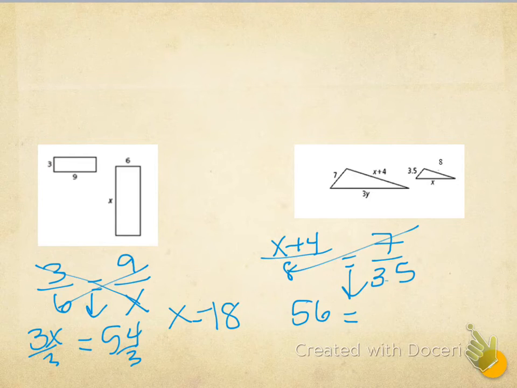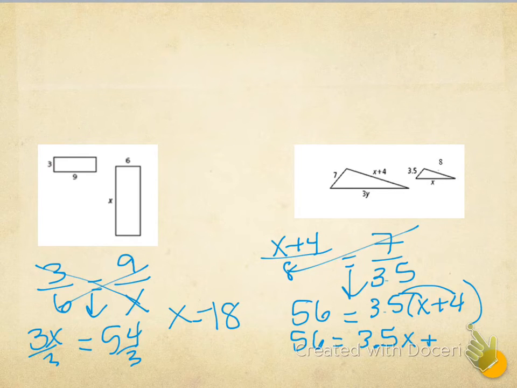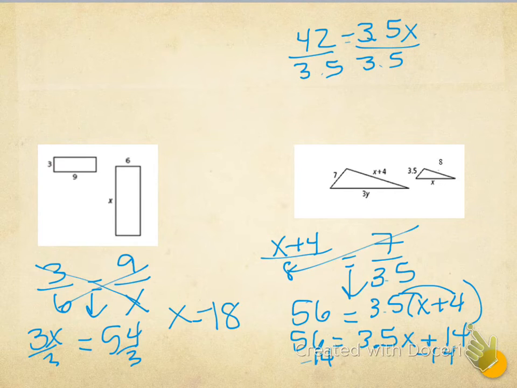56, drop our equal sign, 3.5 times all of x plus 4, because now we have to distribute. So now I have 56 equals 3.5x plus 3.5 times 4 is 14. Now we need to solve it, so subtract 14. So 42 equals 3.5x. Divide by 3.5. So now I have x equaling 12, so that means this is 12.